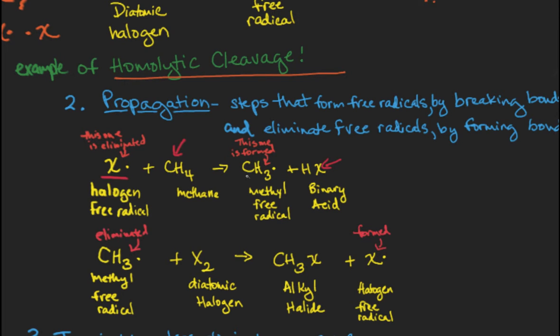So this one is formed, this one's consumed. And the other one is when this free radical encounters one of the diatomic halogens. So you can see how this is kind of a snowball effect. One creates the other, which then finds another one of these, which then creates another one of those, which then comes to contact with one of those. So one photon of light for chlorination, for instance, can initiate a bunch of these reactions. It's a snowball effect. All right?